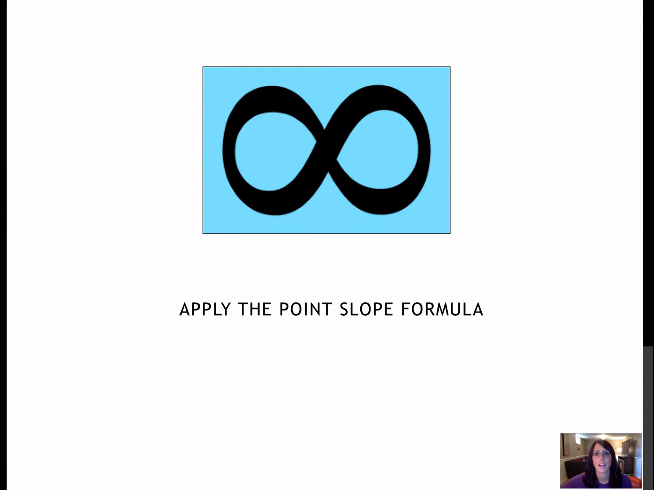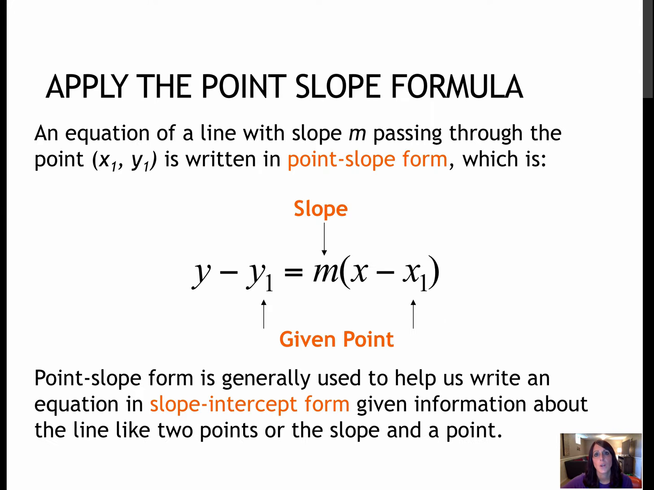This lesson is on applying the point-slope formula. So last week we talked about slope-intercept form and how great it was and easy it was to graph a line in that form. What's difficult is when they ask us to write an equation in slope-intercept form or in standard form, and point-slope form is our way of doing this.